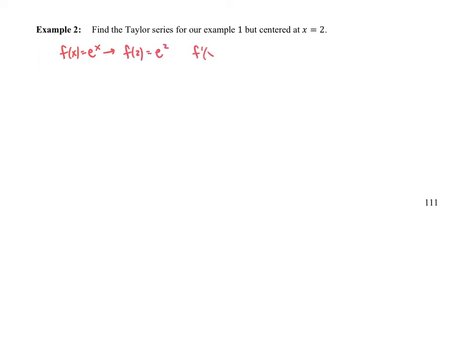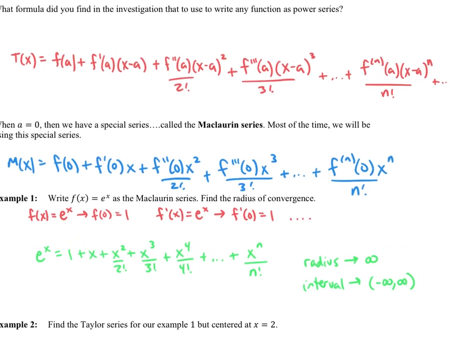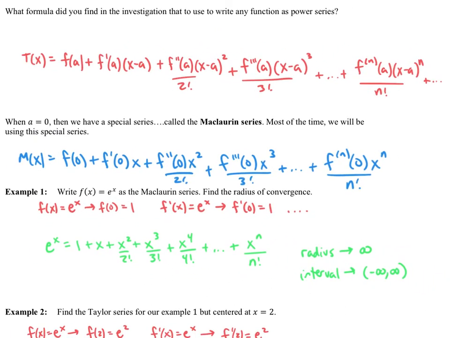That means that our derivative, of course, is e to the x. Evaluated at 2 is e squared, and so on. You can see the pattern. So if you were to use your general form for the Taylor series written in red at the top here, f of a would be f of 2. That would be e squared.